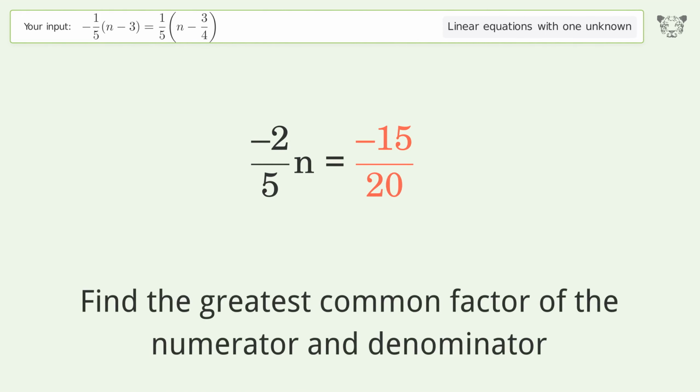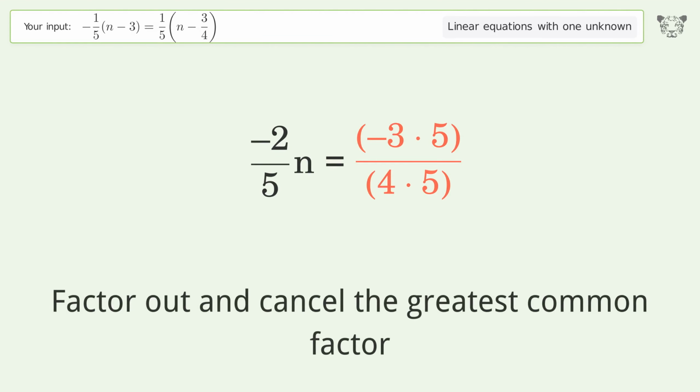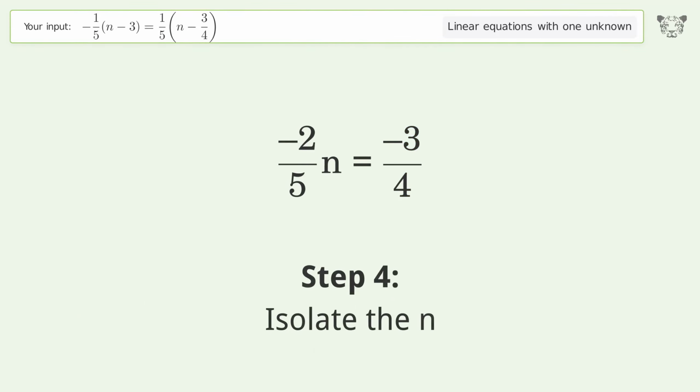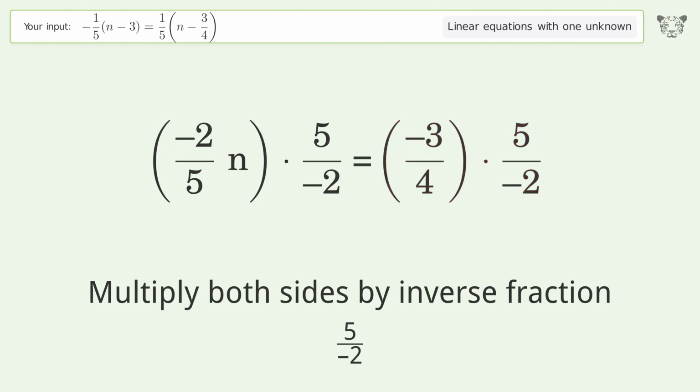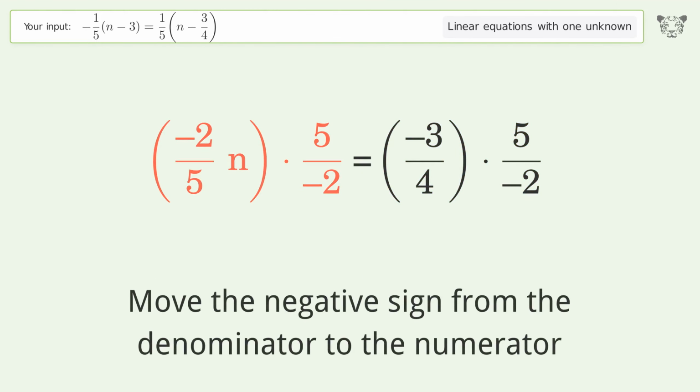Find the greatest common factor of the numerator and denominator. Factor out and cancel the greatest common factor. Isolate the n. Multiply both sides by the inverse fraction 5/2. Move the negative sign from the denominator to the numerator.